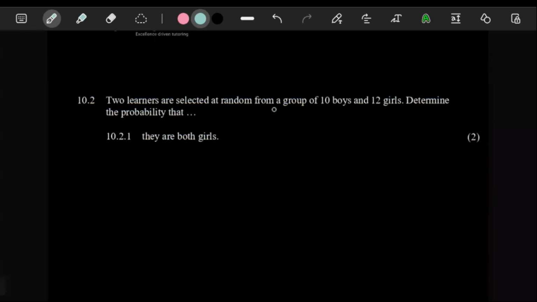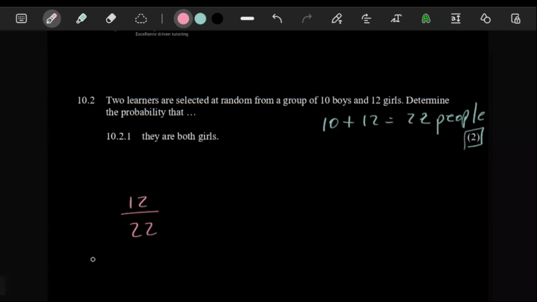So 2 learners are selected at random from a group of 10 boys and 12 girls. Determine the probability that they are both girls. So for 2 marks, we don't want to overthink this kind of a question, because this is how you're going to do this. You ask yourself, in total, how many people do you have? You have 10 plus 12, right? 10 plus 12 is giving you a total of 22 people. So the idea is, when you will be choosing the first person, in total you have 22 people. So you ask yourself, what is the probability of choosing a girl? The probability of choosing a girl when everyone is still there will just be 12 over 22.